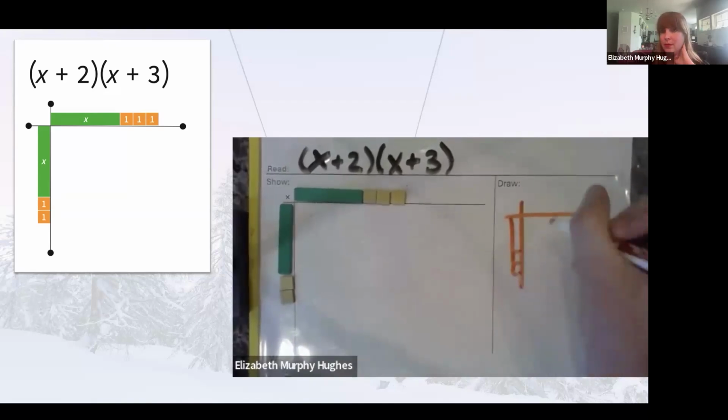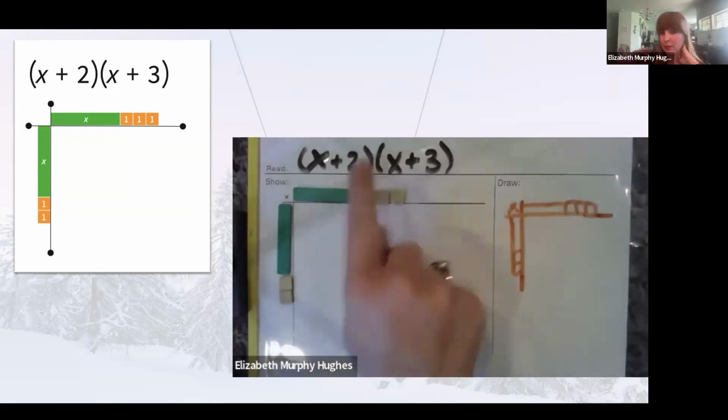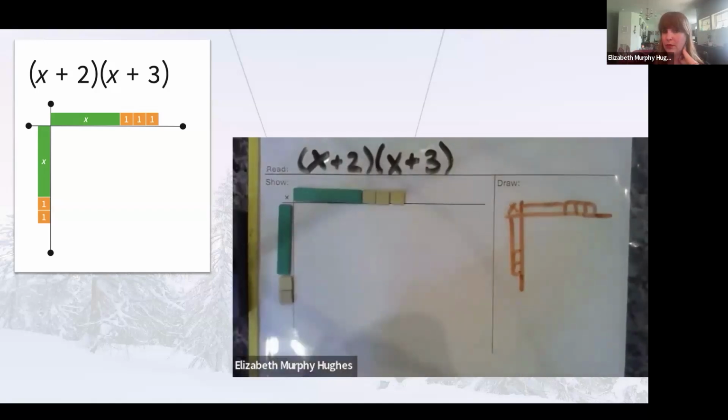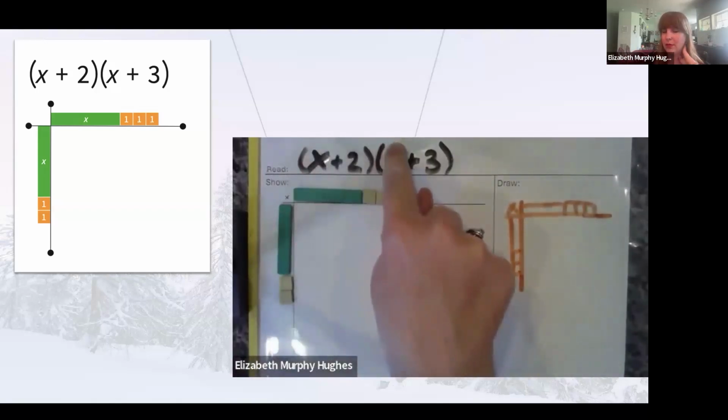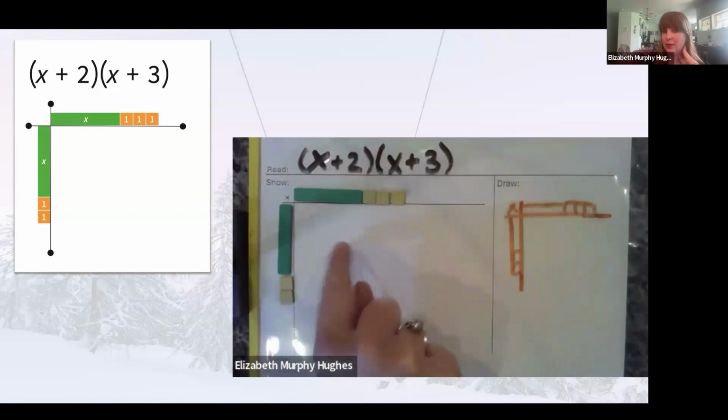X plus 2 times x plus 3. Okay? And if you're thinking this looks a lot like the area models that students do in elementary school, yes, this is one of the ways that we can build that elementary multiplication into algebra. So now, traditionally, we would teach students to do the distributive property: x times x plus x times 3 plus 2 times x plus 2 times 3. But here we're going to show it using these tiles.